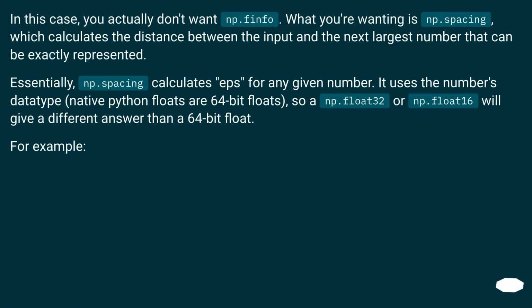In this case, you actually don't want np.finfo. What you're wanting is np.spacing, which calculates the distance between the input and the next largest number that can be exactly represented. Essentially, np.spacing calculates eps for any given number. It uses the number's data type.